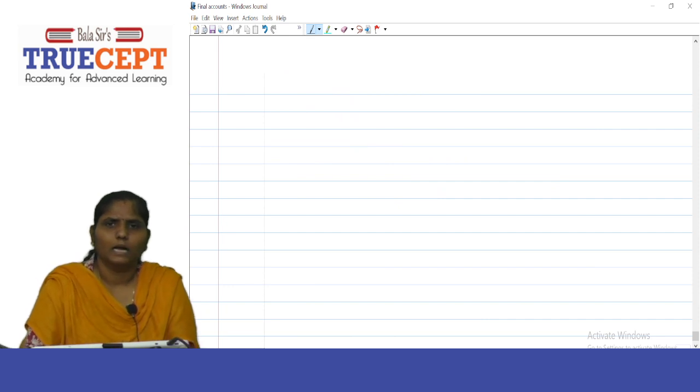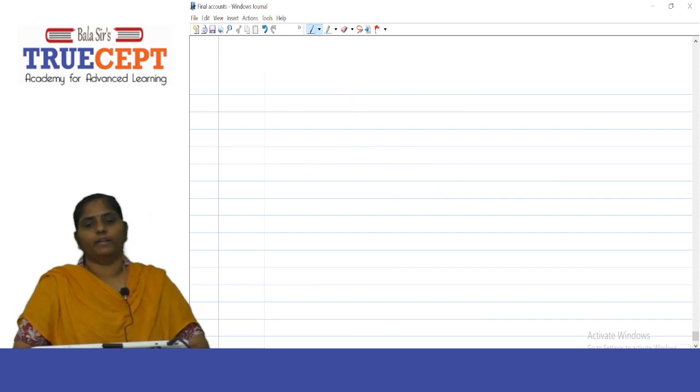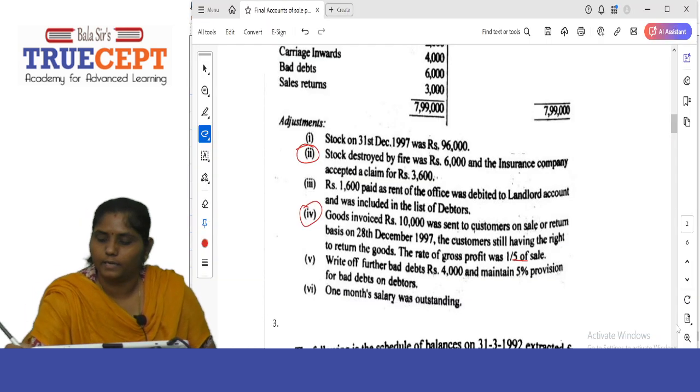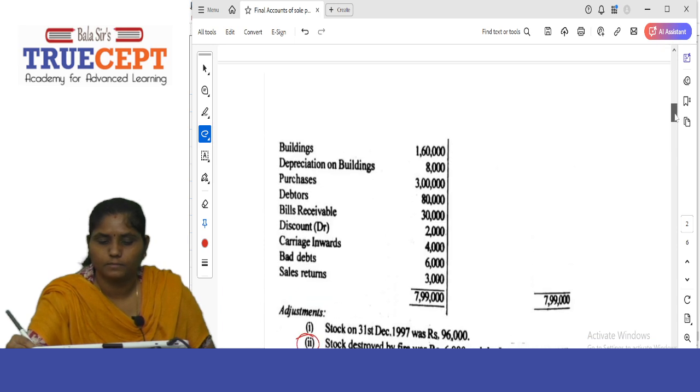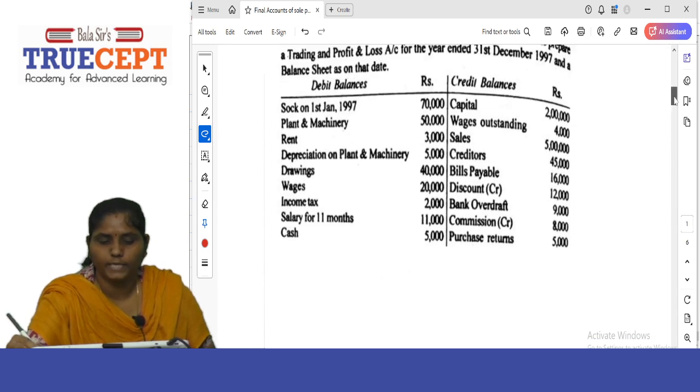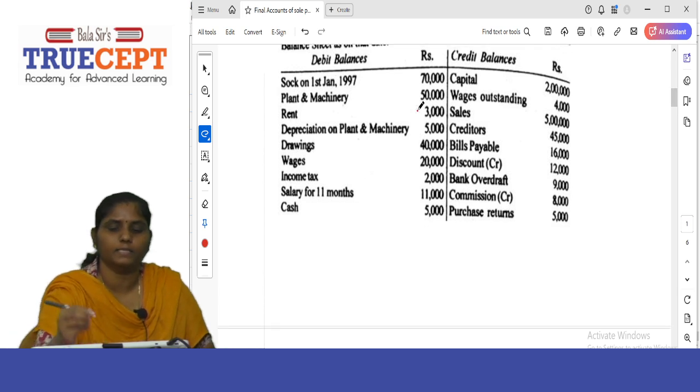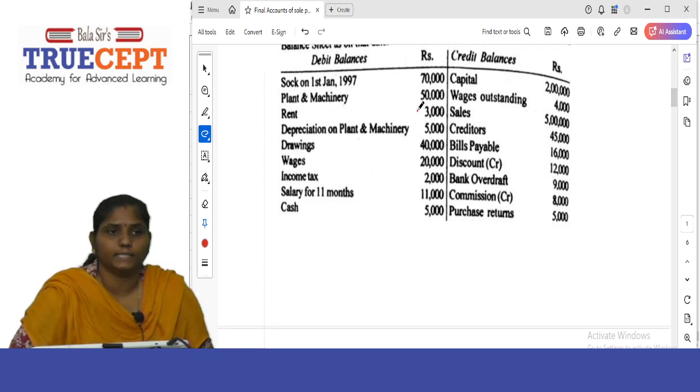Now, what is the rent amount given? Go check in your trial balance. The rent given in the trial balance. So 3,000 is the rent given in the trial balance. Okay. Now there is an adjustment. What is the adjustment?